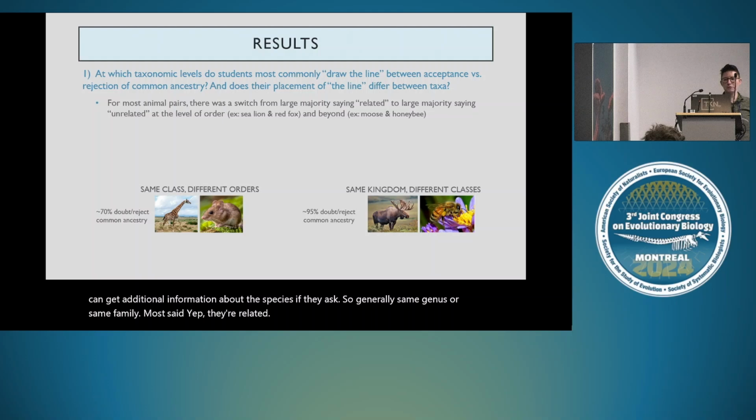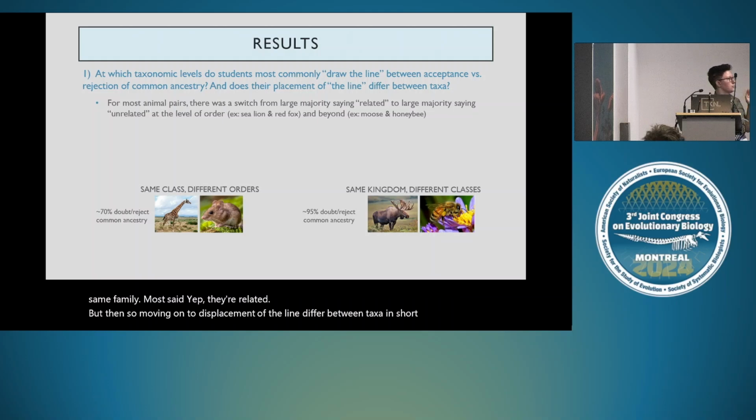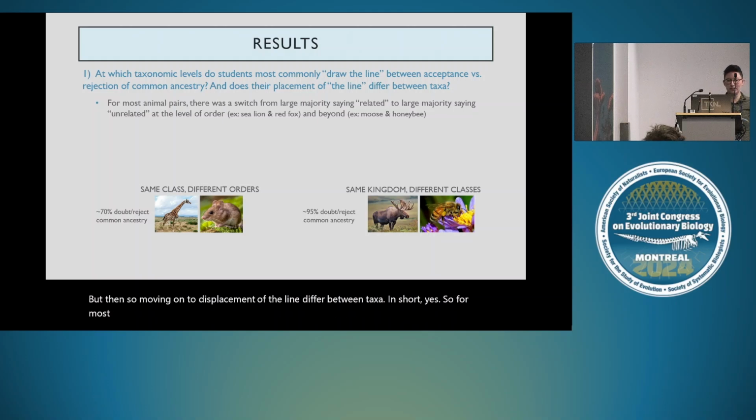Moving on to, does this placement of the line differ between taxa? In short, yes. For most animal pairs, there was a clear switch from a large majority of students saying they're related to a large majority saying they're not related at the level of order and everything beyond.